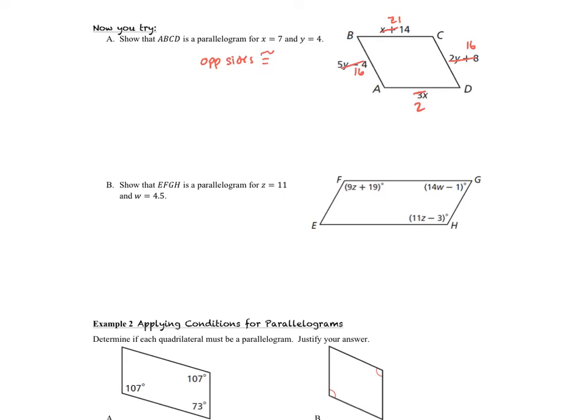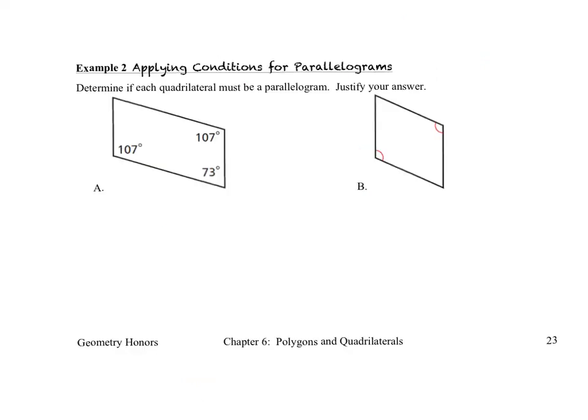Show that EFGH is a parallelogram for Z is 11 and W is 4.5. So let me plug those in. So for example B, when I plugged in my values, I see that my consecutive angles are, these ones are supplementary and so are these. And so therefore, since consecutive angles are supplementary, then this is a parallelogram.